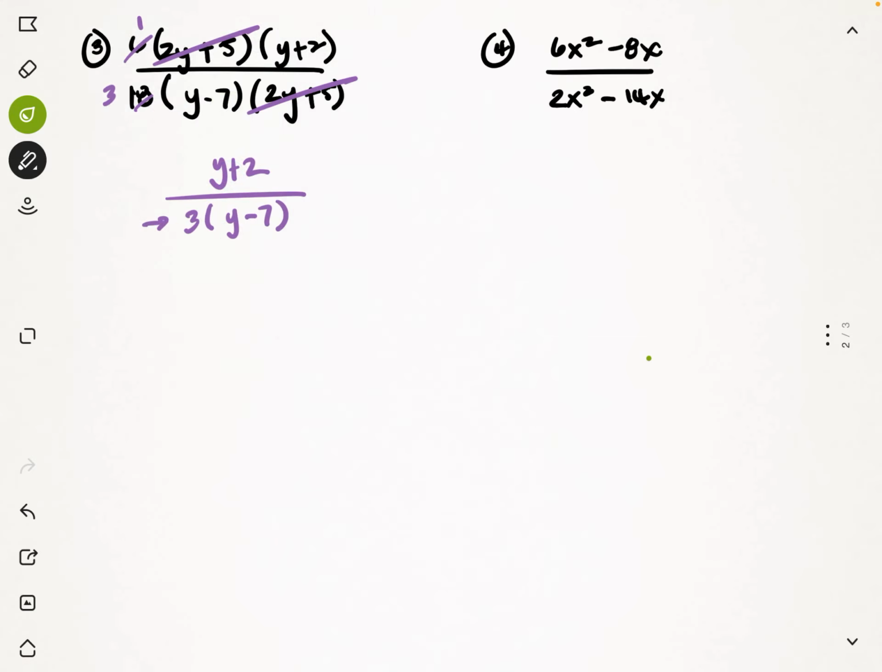Okay, on to number 4. These ones are actually easier, but some people freak out at this point because we don't have 3 terms to factor, and it's actually easier to factor than the trinomial one.